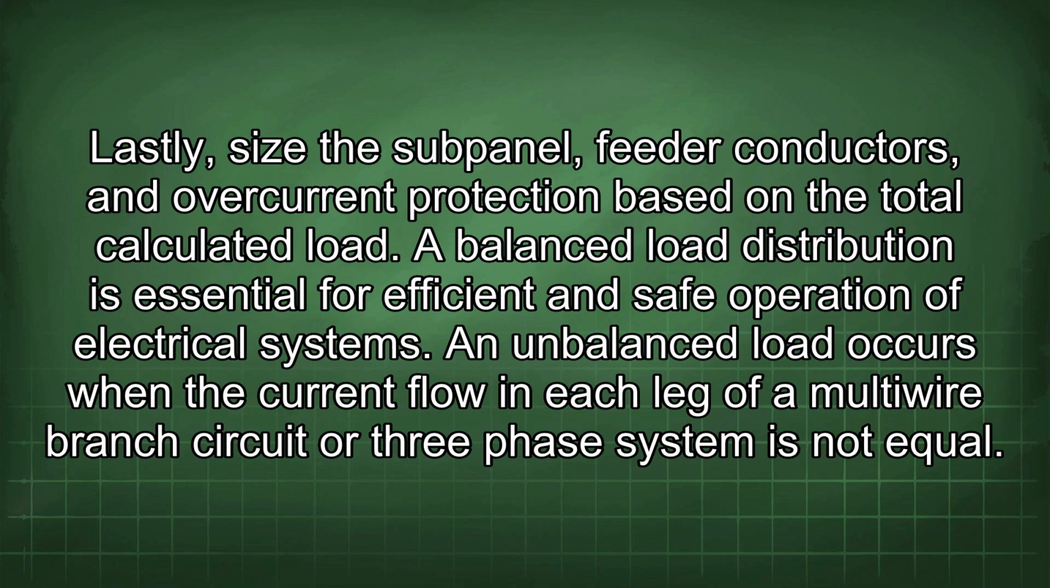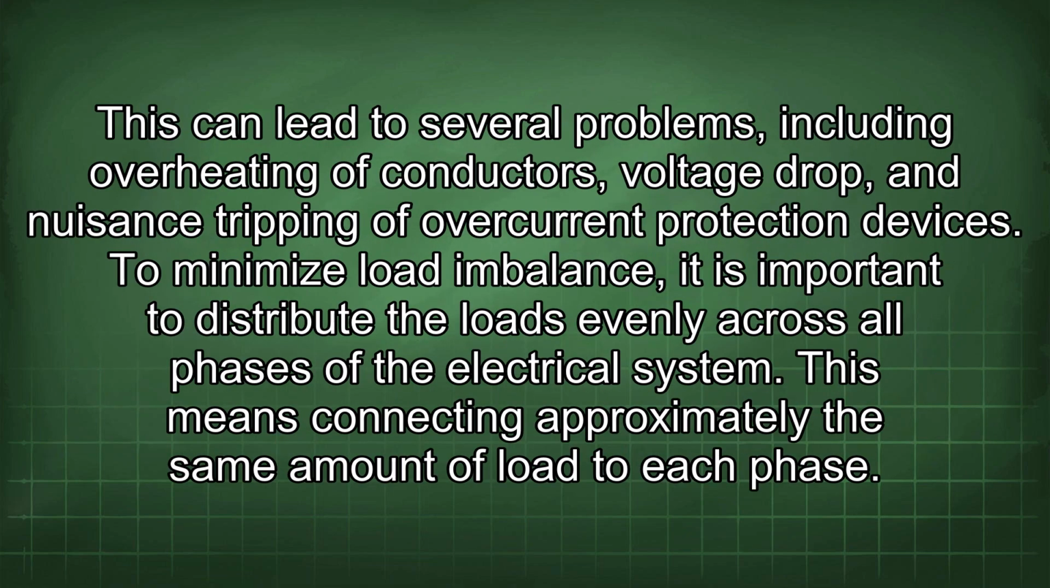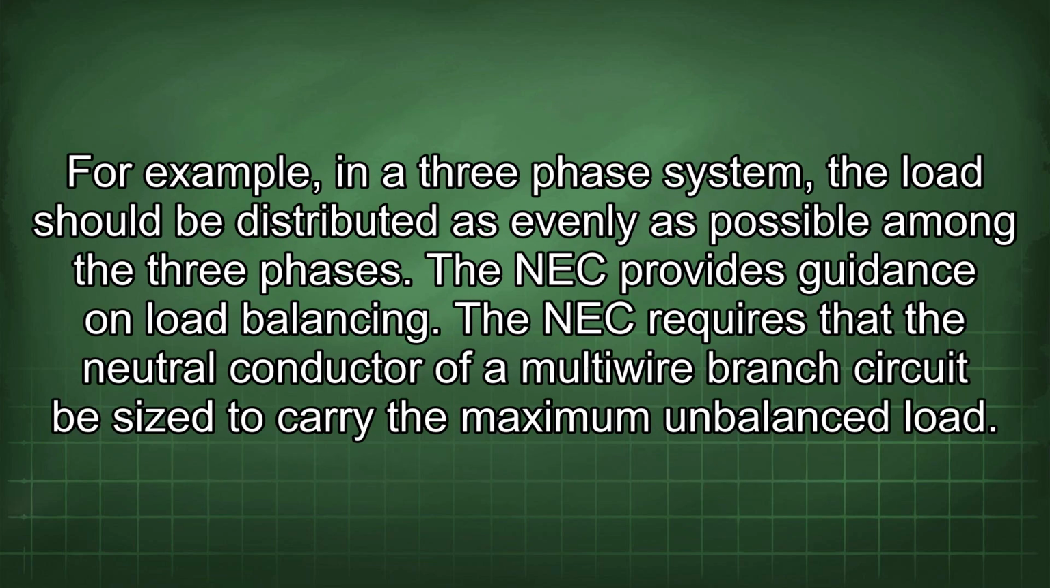A balanced load distribution is essential for efficient and safe operation of electrical systems. An unbalanced load occurs when the current flow in each leg of a multi-wire branch circuit or three-phase system is not equal. This can lead to several problems, including overheating of conductors, voltage drop, and nuisance tripping of overcurrent protection devices. To minimize load imbalance, it is important to distribute the loads evenly across all phases of the electrical system. This means connecting approximately the same amount of load to each phase. For example, in a three-phase system, the load should be distributed as evenly as possible among the three phases.